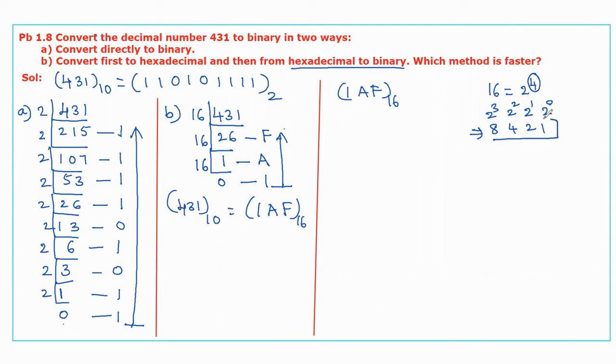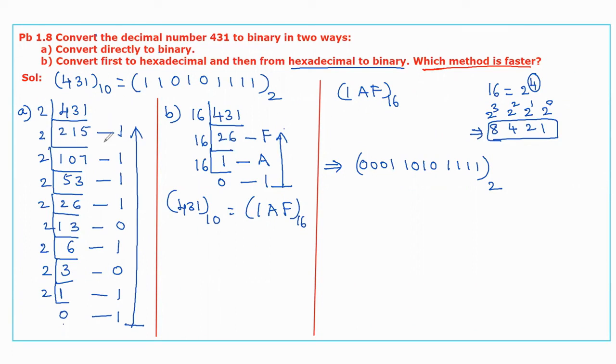With these 4 binary weights, we should write the equivalent binary for these hexadecimal digits. Then the resultant binary value for this hexadecimal is 0001. For A means 10, 10 means 1010, F means 15, 1111. This is the binary. Now coming to the third part, that is which method is faster.